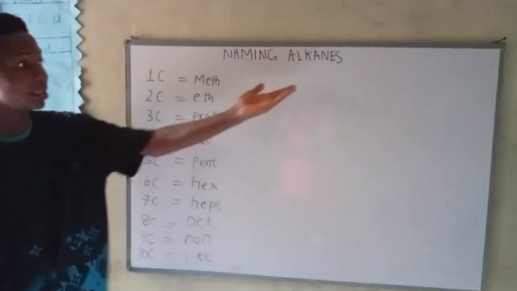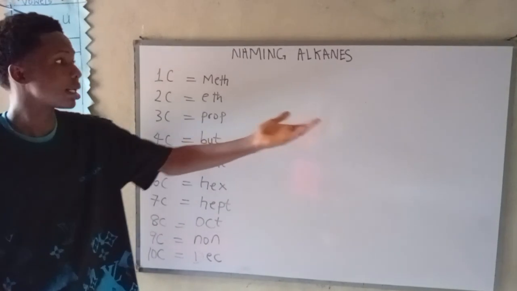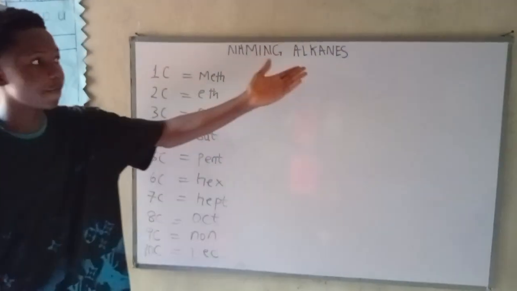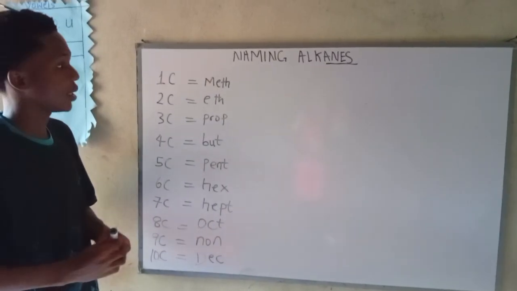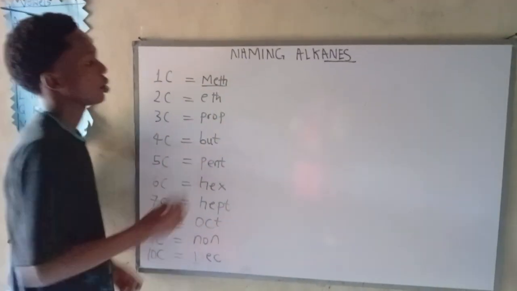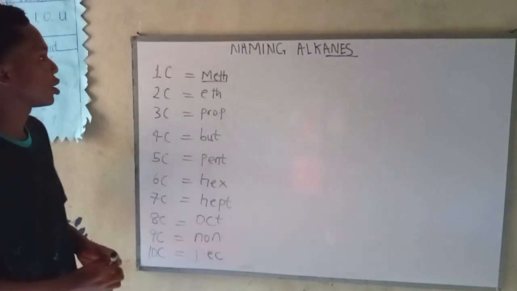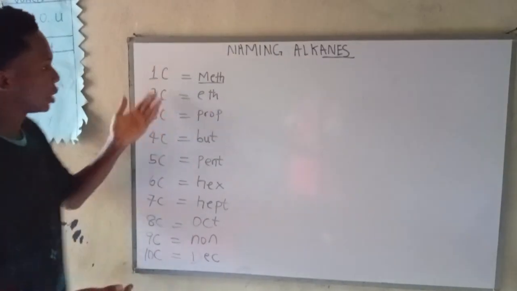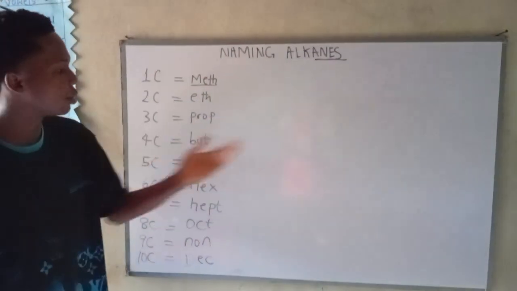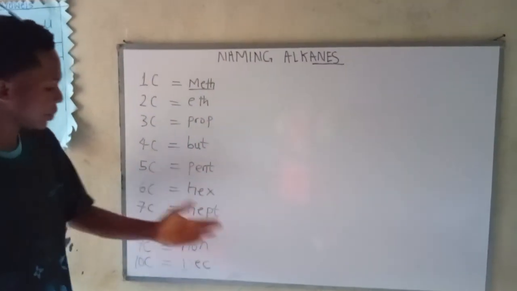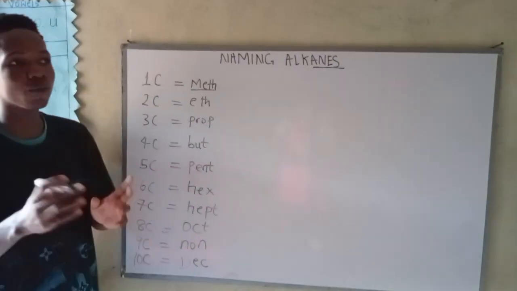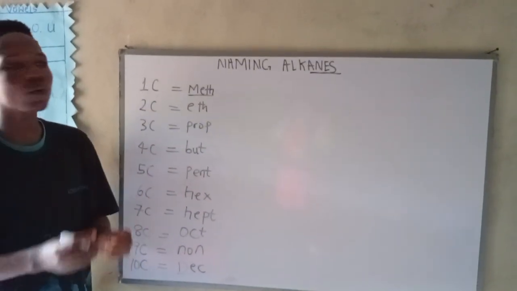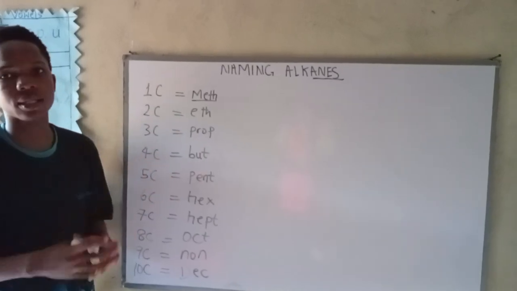Then you add the suffix. After getting the prefix, you add the suffix which is ane. These are our suffix, and everything here is our prefix. So it will now be methane, ethane, propane, butane, pentane, hexane, heptane, octane, nonane, and decane. So we just have to move into identifying how we can put this into practice.